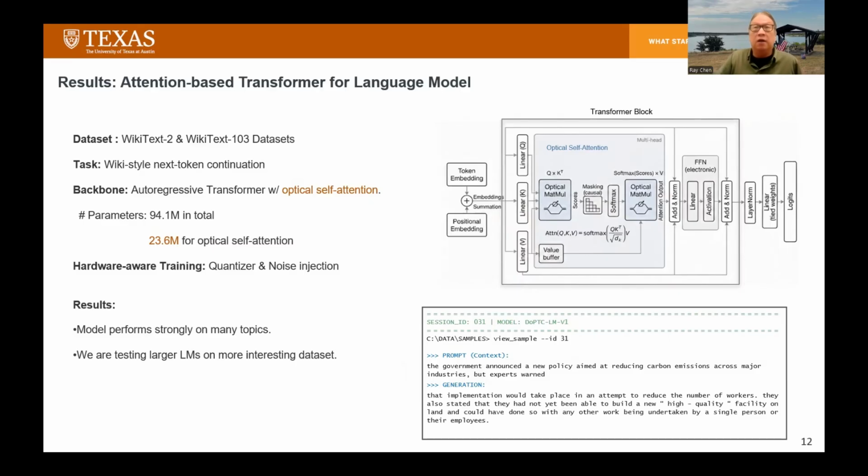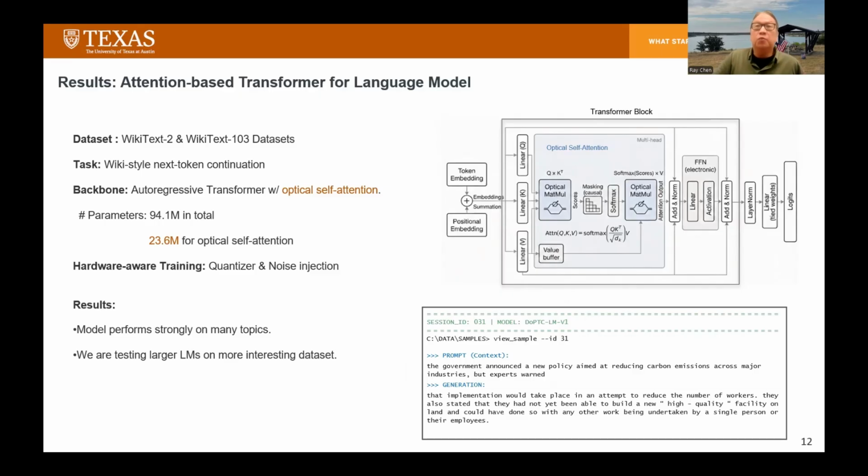Again, in this slide, we push the same hardware idea beyond vision into a language model. We train an autoregressive transformer on WikiText-2 and WikiText-103 for the next token prediction task. The key difference is that we map the self-attention computation onto our optical engine. So the query, key, and value matrices are still produced by the digital layer. Again, we are using a high-speed modulator, so the computation can be much faster. But the heavy matrix multiplication inside attention is handled by the optical block, as shown here.